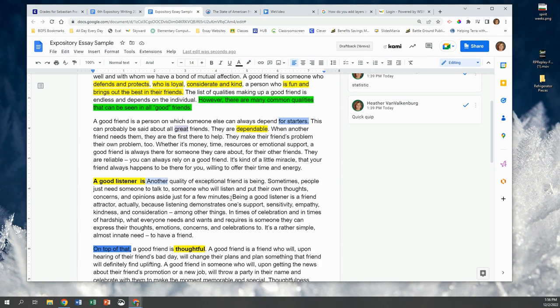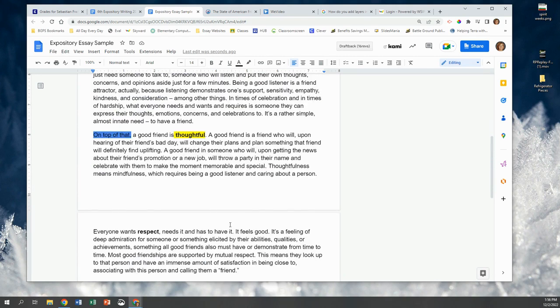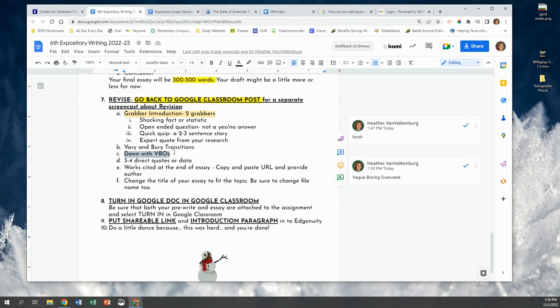But you're going through, and you know what really helps with this, you guys? Read it out loud to yourself or read it out loud to someone and say, I want you to stop me every time you hear a boring or overused word. Okay. But this is just something that you have to do. I keep seeing the word good friend, good friend, good friend. It's overused. If it's overused in my own essay, it's definitely overused overall. Okay. So down with VBOs, come see me if you need help.